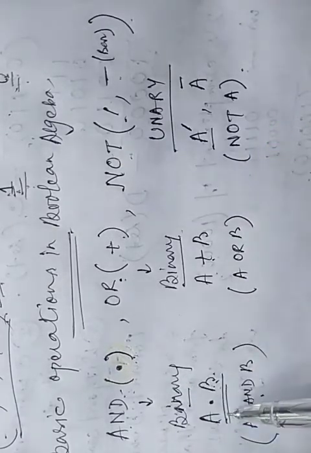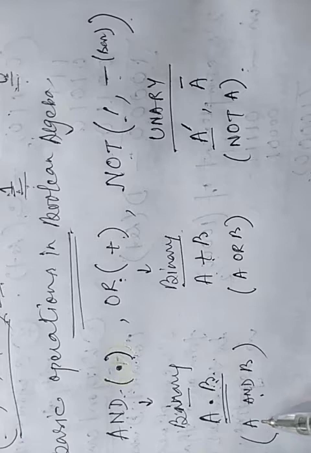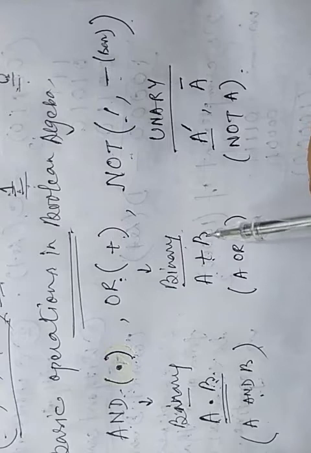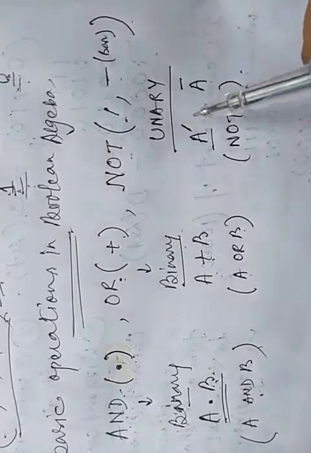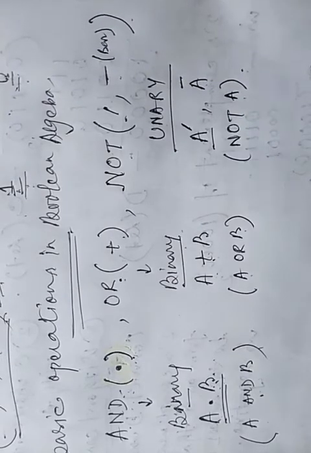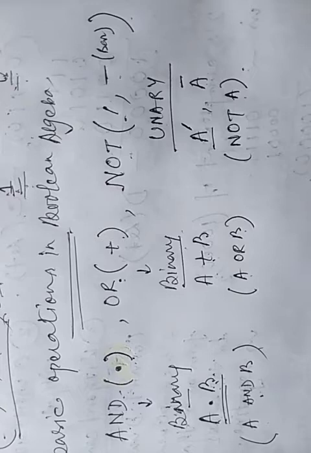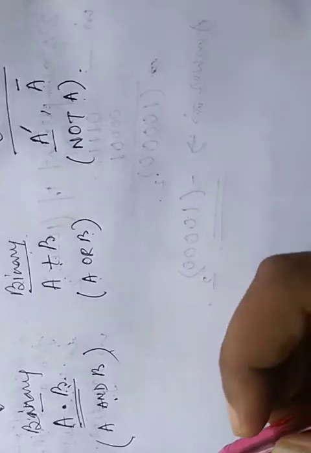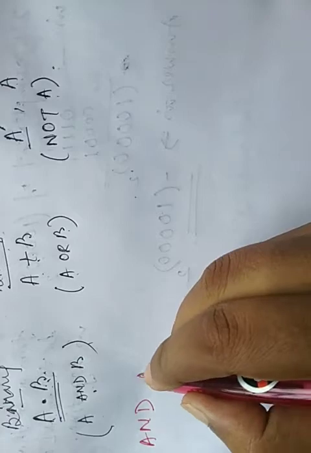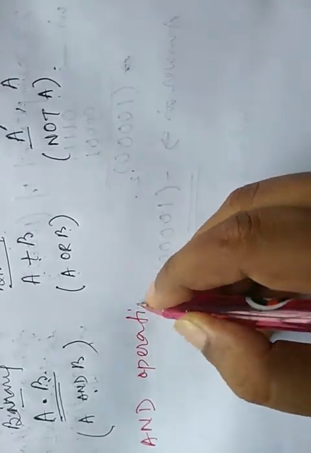For AND operation we use A dot B. That means A dot B means A and B. For OR operation we use A plus B, that is A or B. And for the unary operation it is A complement or A bar, that means not A. Okay, now we will discuss the operations one by one. At first we will discuss our AND operation.